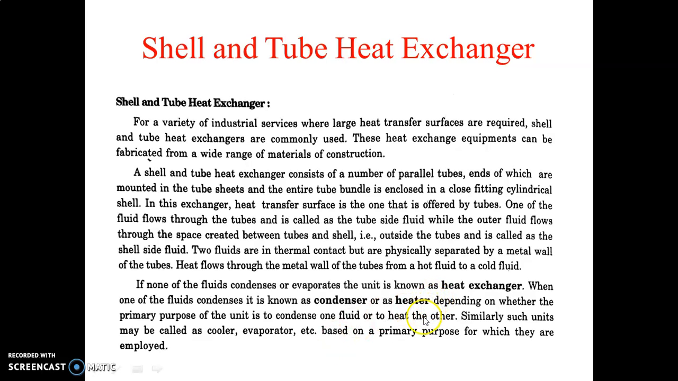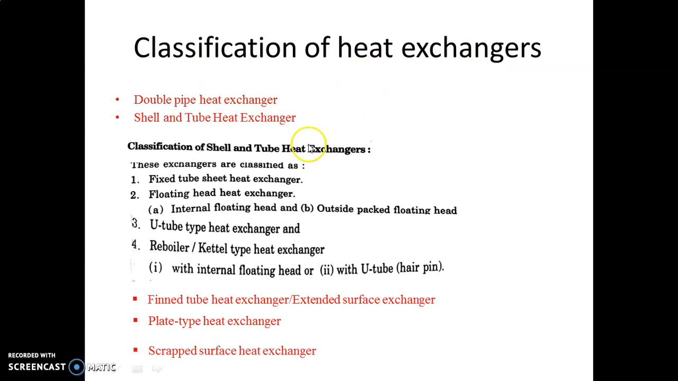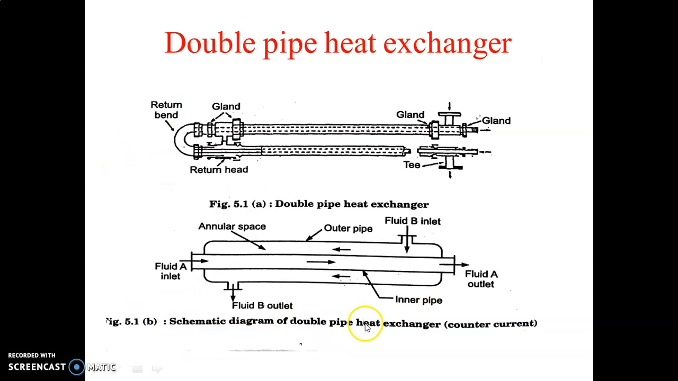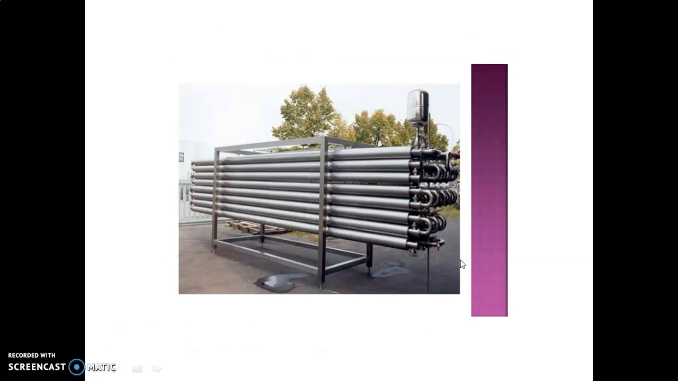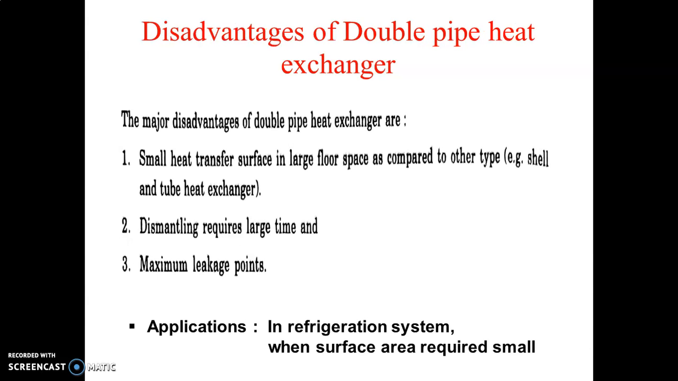So students, we are now concluding the lecture. In this lecture we have discussed the classification of the heat exchangers: double pipe, shell and tube, and some special types of heat exchangers. Then we discussed the construction and working of the double pipe heat exchanger, and then its advantages and disadvantages and its application.